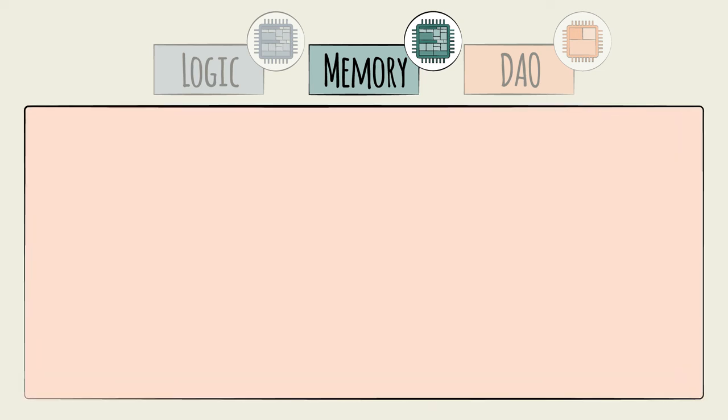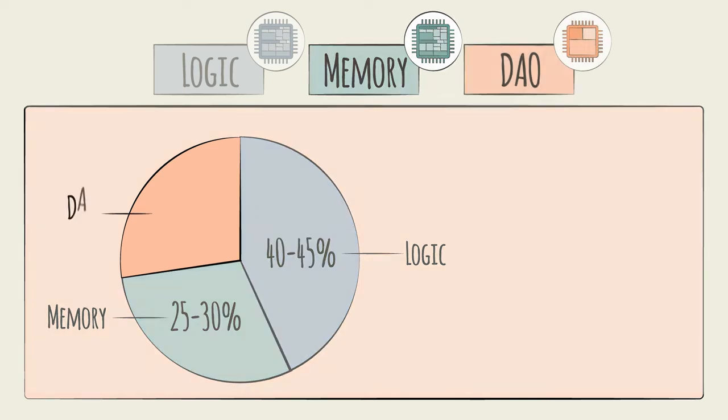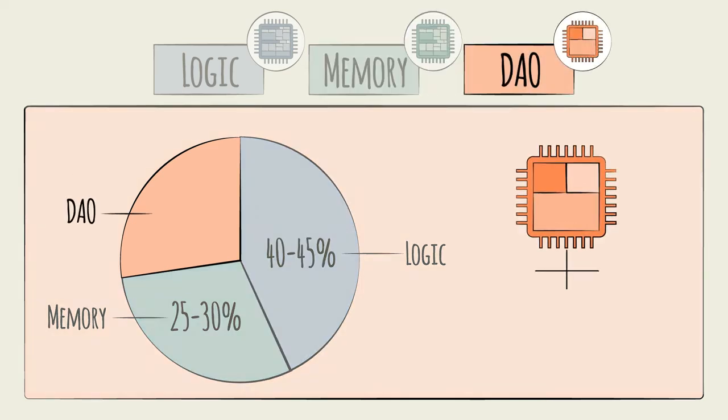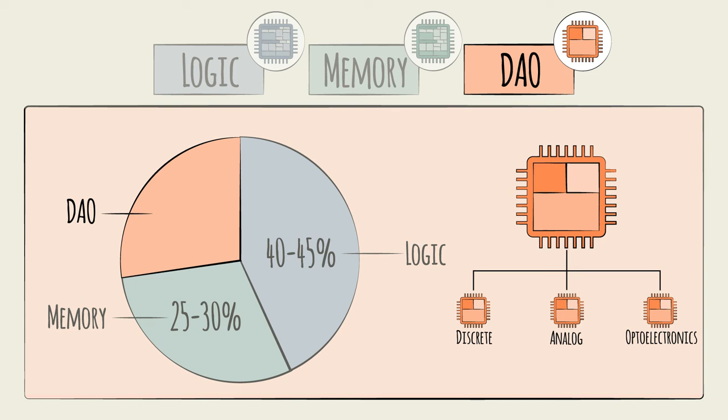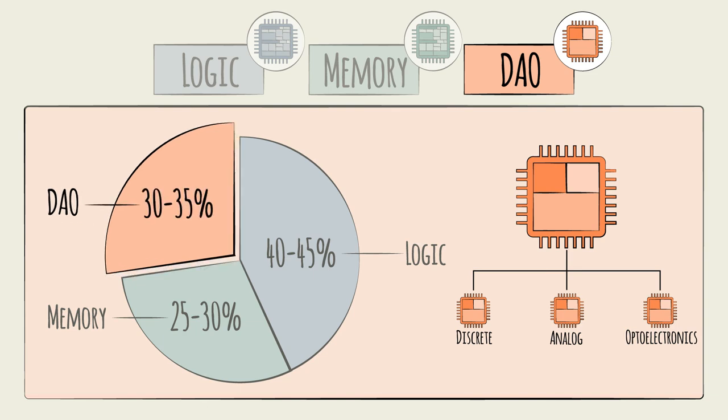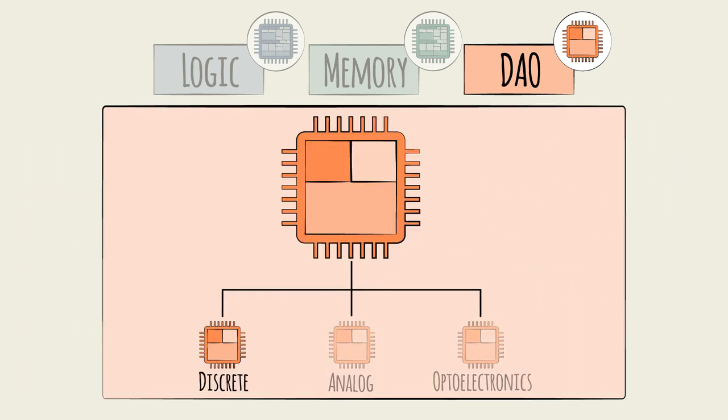Last, let's discuss the other group of chips, or DAO. DAO stands for discrete, analog, and optoelectronics. These account for 30 to 35% of the market. Discrete chips are used only for a single type of task, unlike integrated circuits which can manage multiple and more complex tasks. For example, a discrete chip might be used to manage power usage in a battery.